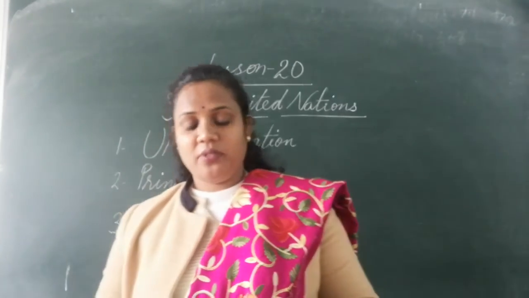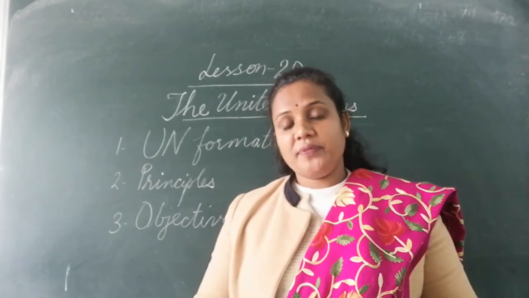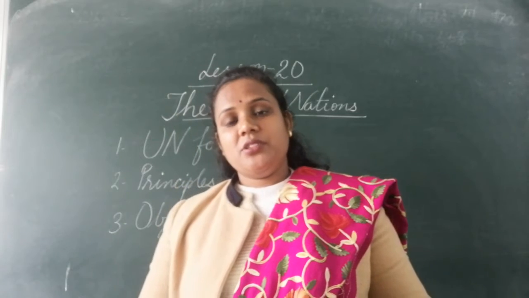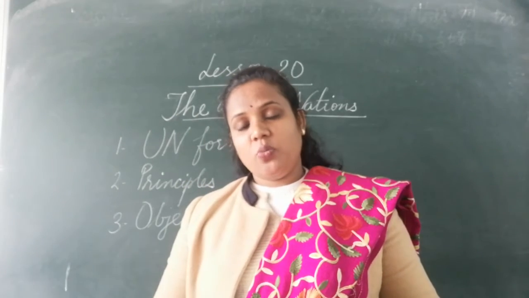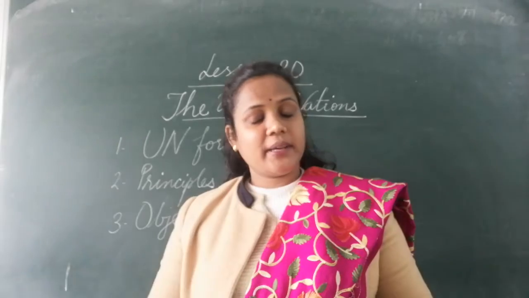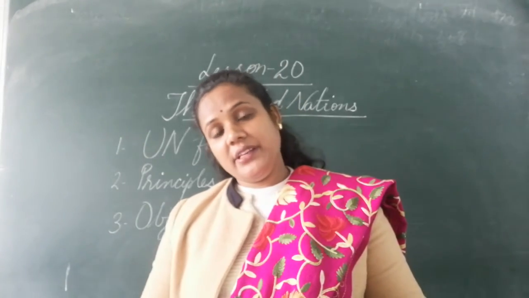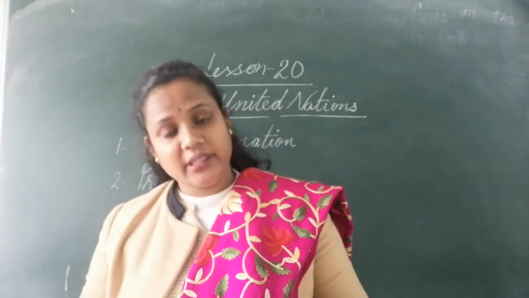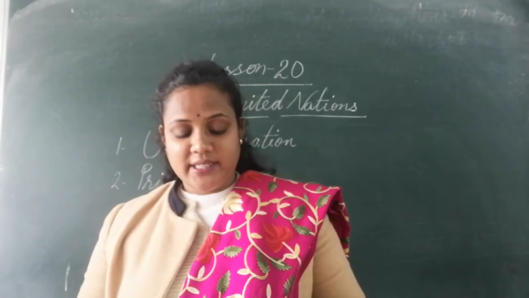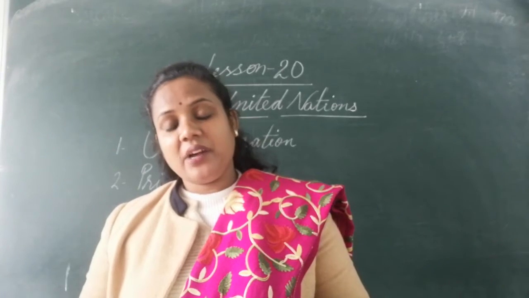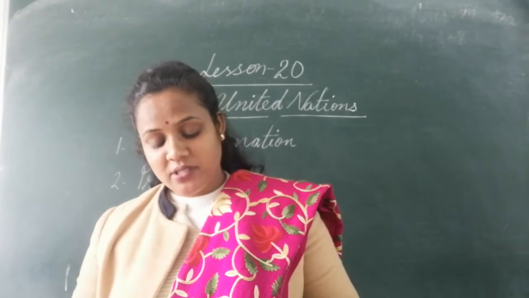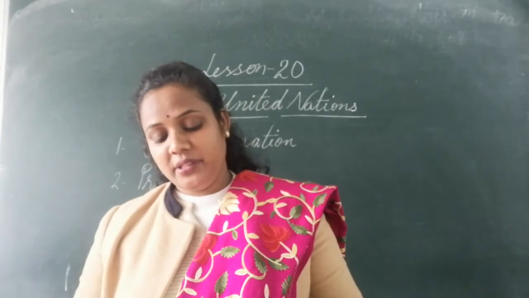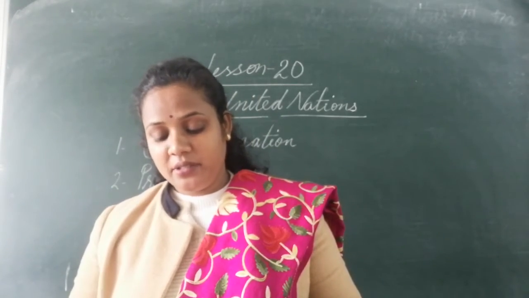In June 1945, delegates from 51 nations met at San Francisco. The World War was still going on at that time. So in 1945, 51 members from different countries came together at San Francisco and drafted a charter. Charter means a Ghoshana Patra. A charter is a written statement of rights, beliefs and purpose.